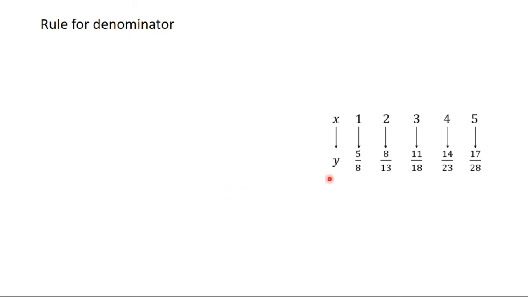This time, because we are finding the rule for the denominators, we are going to assume that the numerators are not there. So this is the mapping that we are dealing with now. 1 maps onto 8, 2 maps onto 13, 3 maps onto 18, 4 maps onto 23, and 5 maps onto 28. Now this is an example of a linear mapping. So we find the rule of this linear mapping. We quote the general rule, which is y is equal to ax plus b.